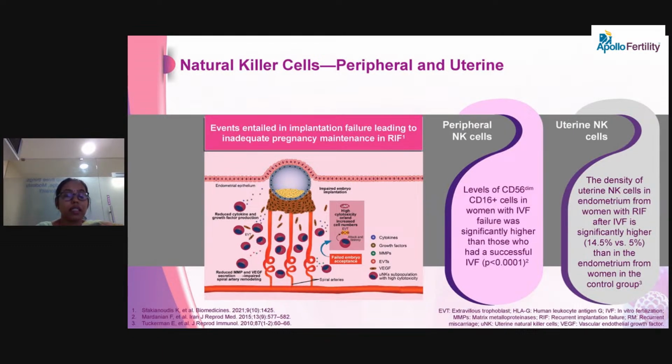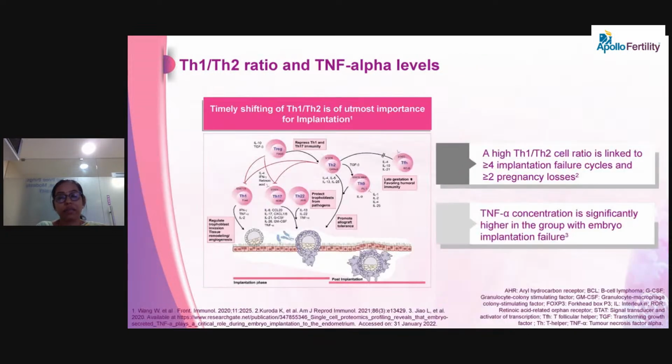Natural killer cell. As I said, there are two varieties of natural killer cells. One is in the peripheral blood and the other in the uterine cavity. The events entailed in implantation failure leading to inadequate pregnancy maintenance in RIF mostly are contributed by these natural killer cells. The levels of peripheral natural killer cells, CD56 dim, CD16 plus cells, in women with IVF failure were significantly higher than those who had a successful outcome in IVF. Same like that in the uterine natural killer cells. The density of the uterine natural killer cells in the endometrium for women with recurrent implantation failure after IVF is significantly high compared to the endometrium of the woman who had a successful implantation.